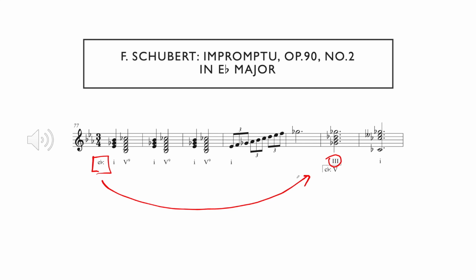The 3 chord in E flat minor is at the same time the 5 chord, the dominant chord in C flat minor. So here happens the modulation, and after that we hear the tonic, the C flat minor chord. We talked about this in our first lecture on modulation.